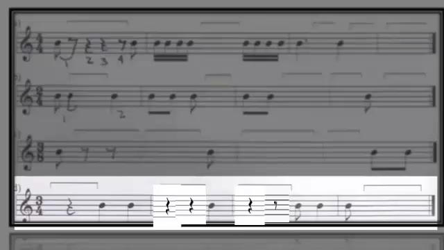And in the last bracket, you're starting with an eighth note, so you would have an eighth rest. That would give you one beat. And then your second beat would be a quarter rest, and your third beat would be a quarter rest.